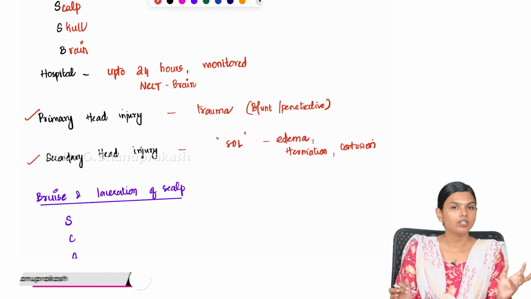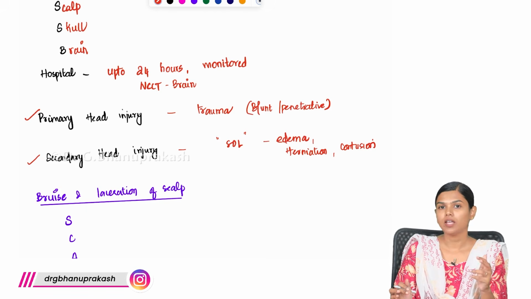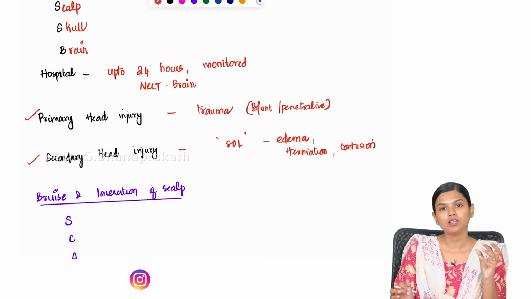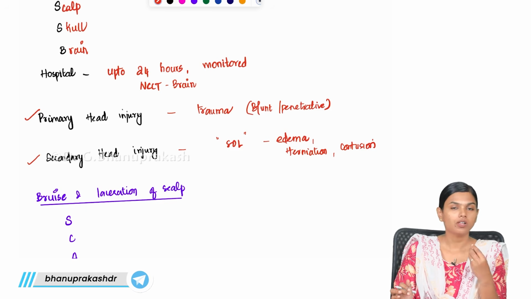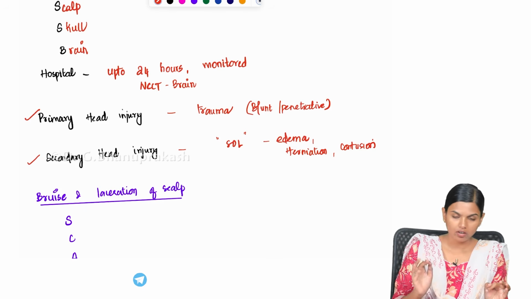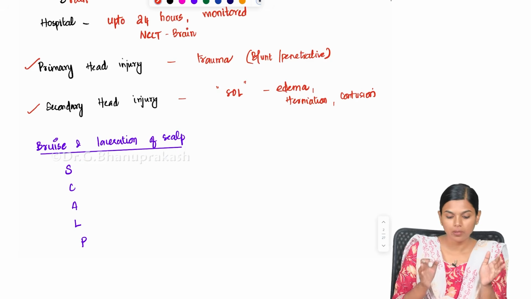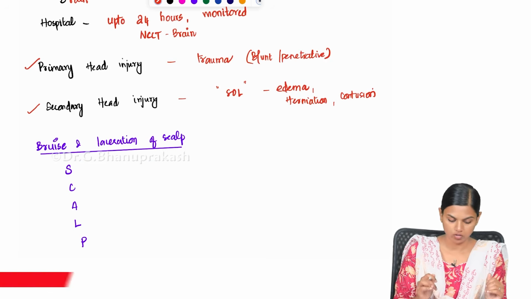In primary injury, you have a direct trauma that results in fracture, hemorrhage, contusion or necrosis. In secondary head injury, because of that fracture or hemorrhage, some pathology develops inside your brain. There may be electrolyte imbalance, or a space occupying lesion like herniation or edema. All these come under secondary head injury. This is the basic classification of head injury.